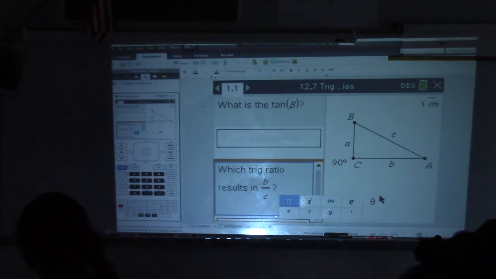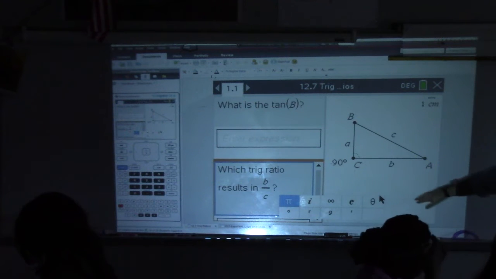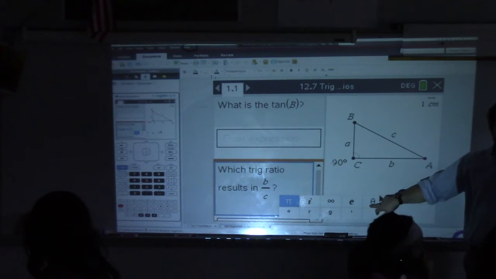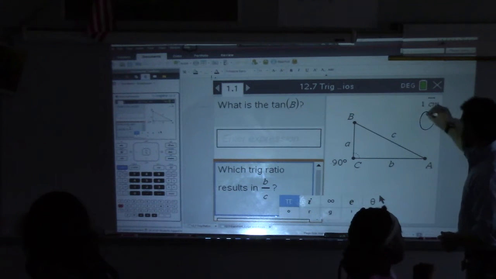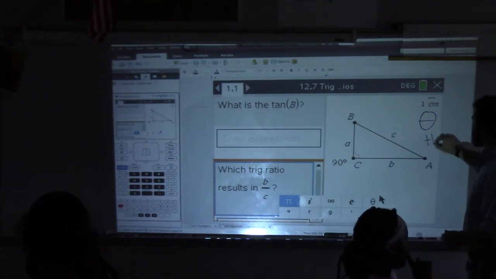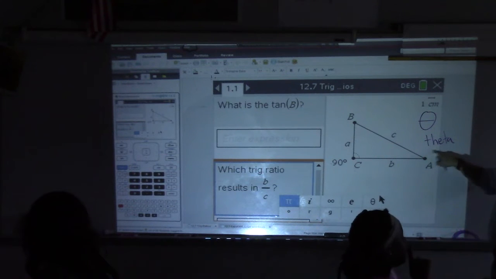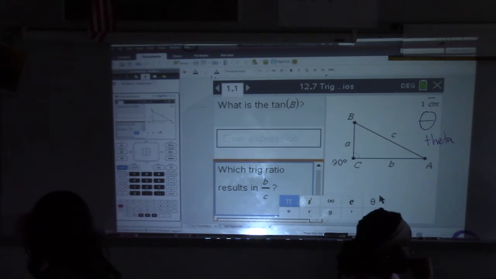So, this is the Greek letter theta. Theta. No, you didn't need it. I've heard multiple people ask for it. Theta. T-H-E-T-A.